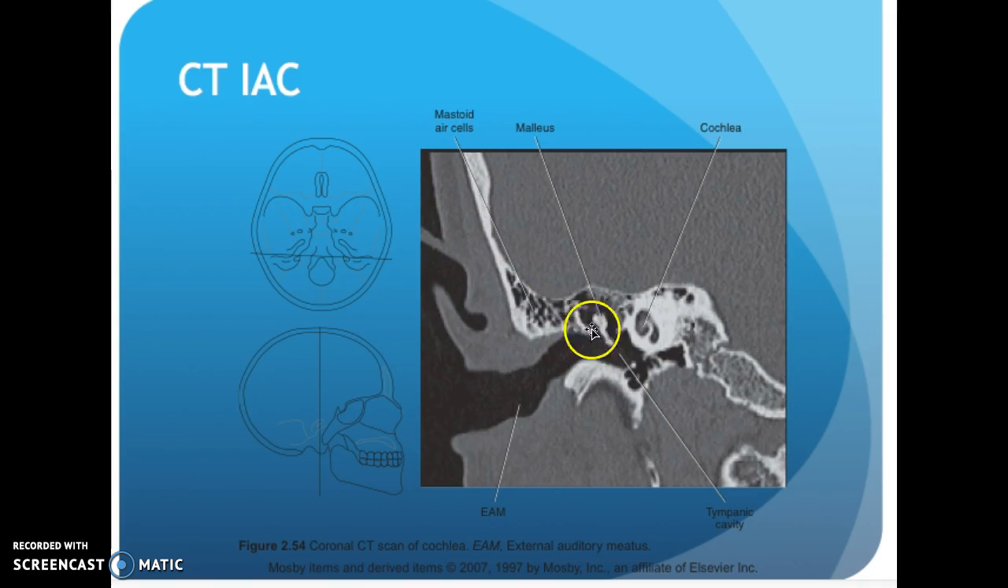Mastoid air cells, malleus, and your cochlea. It's a great shot of it, look at it. You can see it perfectly. Tympanic membrane, you see the tympanic membrane on MRI, very difficult to see on CT. And here's your EAM.